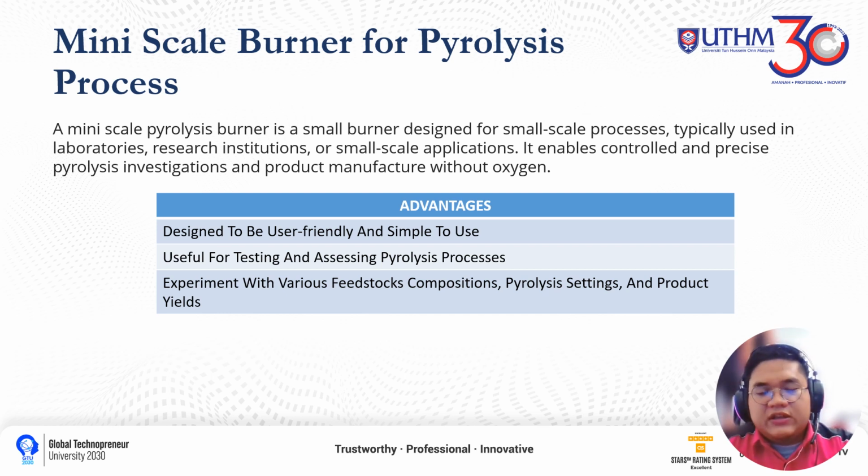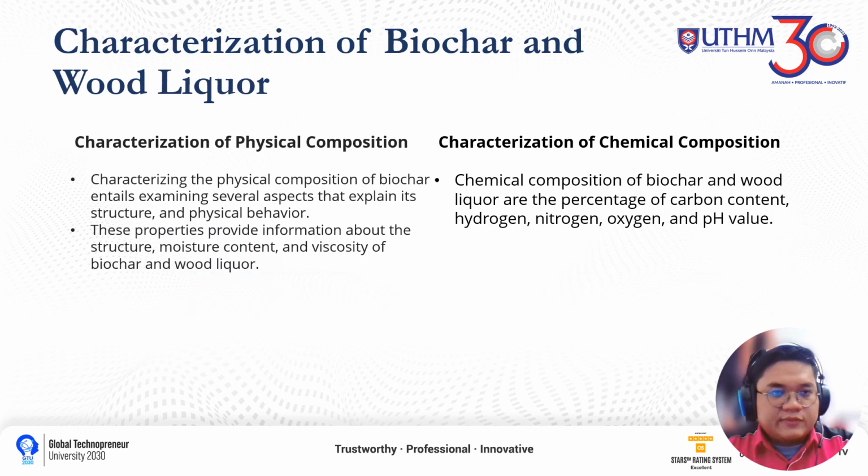Now, some of the advantages are that it is designed to be user-friendly and simple to use. It is also useful for testing and assessing the pyrolysis process, and it can be used to experiment with various feedstock compositions, pyrolysis settings, and product yields. But in this research, the feedstock composition is fixed, which is Buluh Betung only. The two types of pyrolysis process and product yields are the bamboo biochar and the wood liquor. Now, the use of mini-scale burner for pyrolysis process, as mentioned, will not be conducted in this research of Project Sarjana Muda 1.